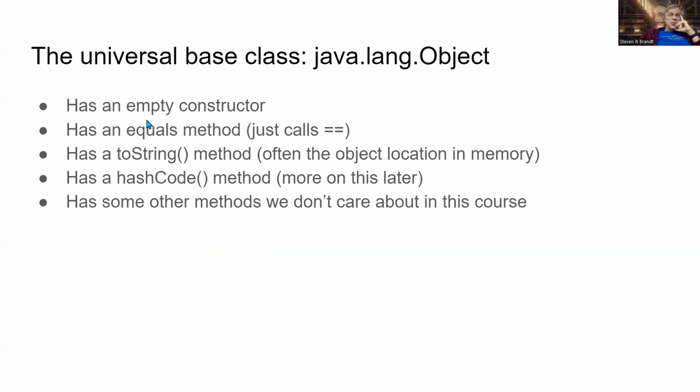Okay, so I'm just going to point out again that all objects that don't explicitly extend something are extending class Object. And class Object has an empty constructor, and it has an equals method that just calls ==, which is kind of useless. And it's got a toString method that often just prints the location of the object in memory, also kind of useless. And it's got a hashCode method, and you won't find out what that means until later in the course. I'm just letting you know that it's there. And it has some other methods that we don't care about in this course.